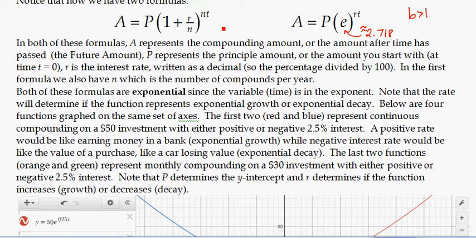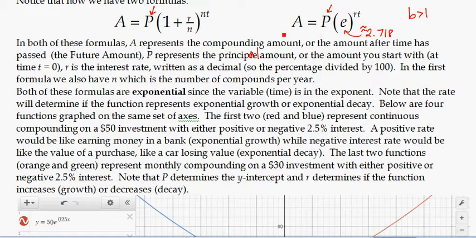But in both these formulas, we have similar things. We have A is that compound amount or the future amount, or it might be called the amount after some time. P is that principal amount. Oh, that's a typo. I got to check that spelling. That's principal. That's the amount you start with. It's also going to be the y-intercept, right? Because it's the value you get when t is 0. So that's your starting value. Then r is the interest rate written as a decimal.